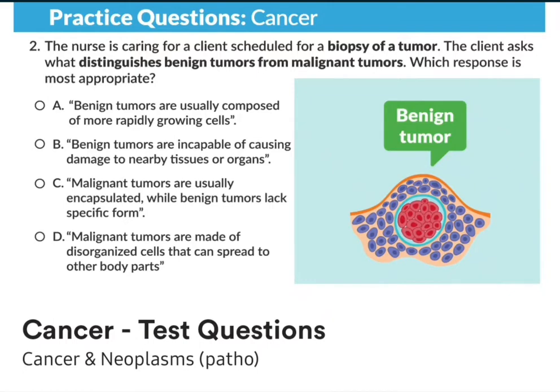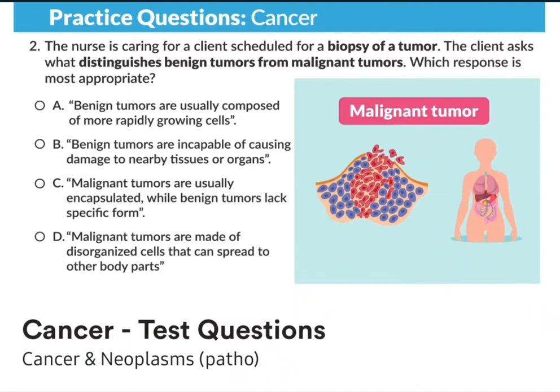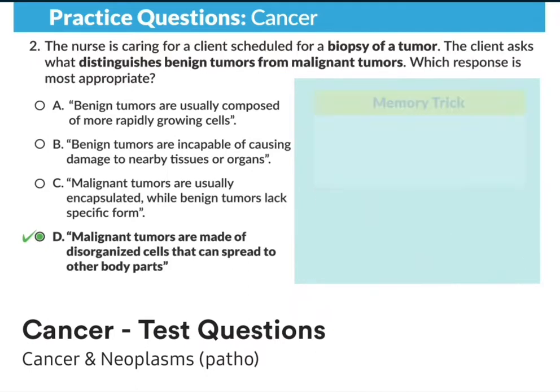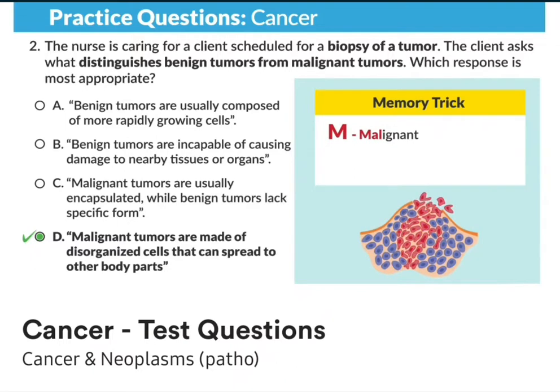Now finally, option D, malignant tumors are made of disorganized cells that can spread to other body parts. Yes, this is the most correct here. So remember the 3 M's. M for malignant tumors are M, malicious, since they love to metastasize or lead to metastasis.